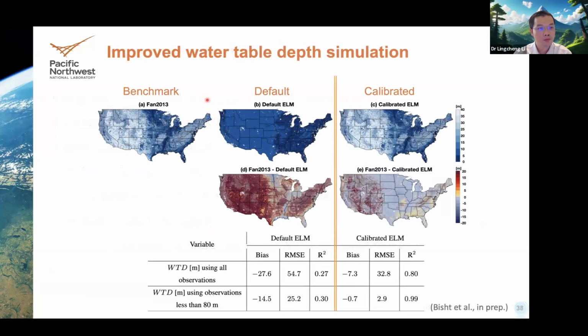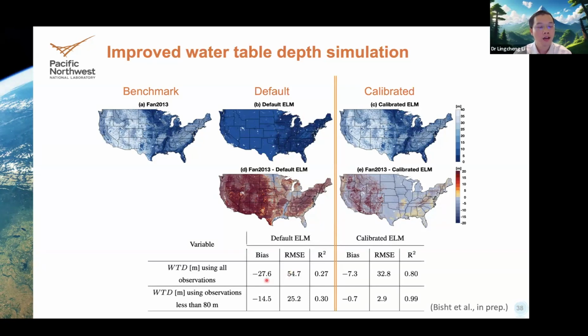Here is the example to show the water table depth simulations. The first row is the benchmark data, default ELM simulations and calibrated ELM simulations. The second row shows the biases for the simulations. So when you compare the calibrated and the benchmark, you can see significant improvements from the calibration for the water table depth simulations compared to default.